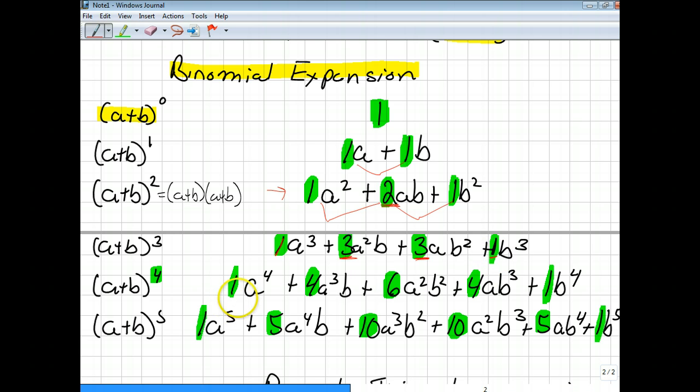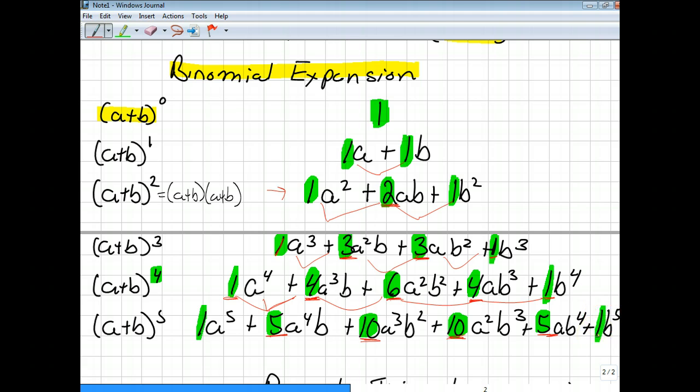Row 4 starts with a 1, then if I add these two together, it gives me this 4. Add these two together, it gives me this 6. Add these two together, gives me this 4, and it ends with a 1. And same thing with row 5. Starts with a 1, then add those two together gives me a 5. Add these two together, gives me the 10. Those two together gives me a 10 again. These two together gives me a 5, and then it ends with a 1.